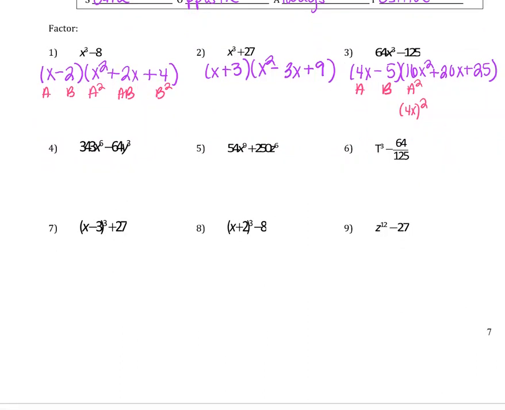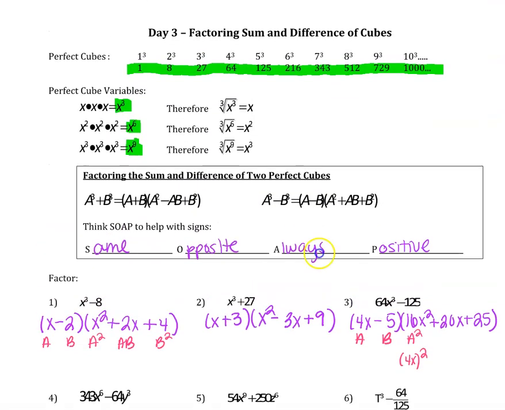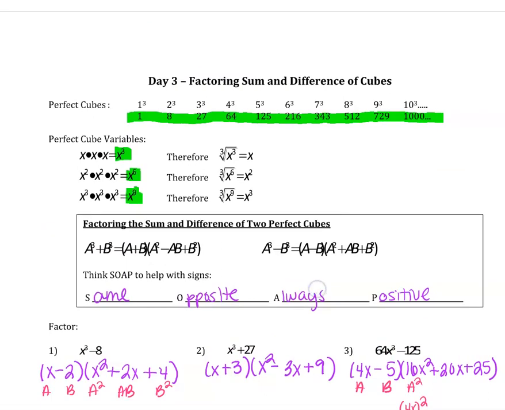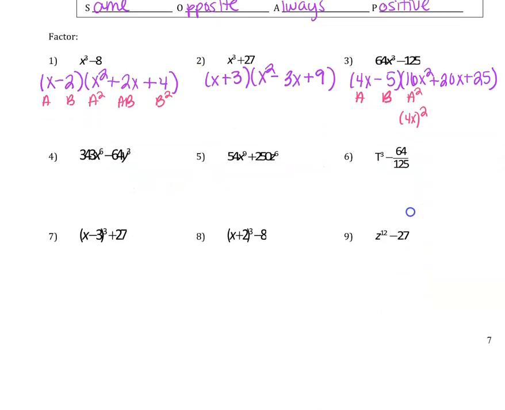Alright, so coming on down to number 4, cube root of 343. Might not know that one off the top of your head. But if I scroll up here, 343 is right there, and it's 7 cubed. So this would be 7. Now cube root, remember you're dividing by 3. So 6 divided by 3 is 2. Okay, cube root of 64 is 4. Divide that exponent by 3, so that would just be 1. And that's the first part of your SOAP.